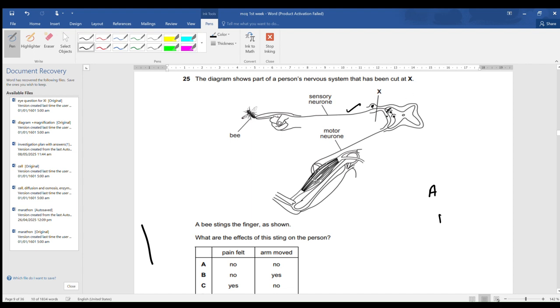This is relay neuron and this is motor neuron. So as there is sensory neuron, the function of the sensory neuron is to take the impulse of bee sting from sensory neuron to relay neuron. So if there isn't any connection between sensory and relay neuron, no pain will be felt. And of course, if there isn't any pain, then why would the person remove the arm? Therefore, the correct answer is A.